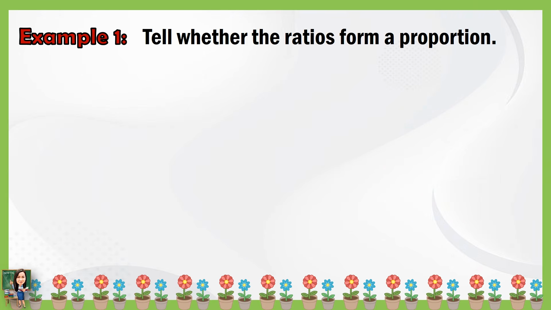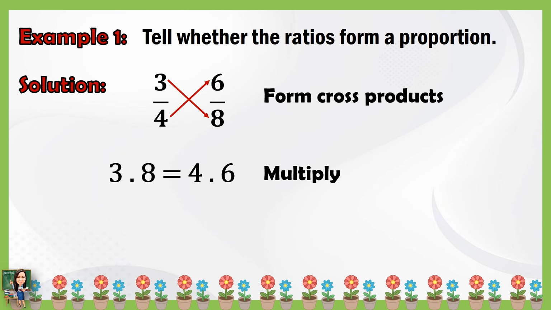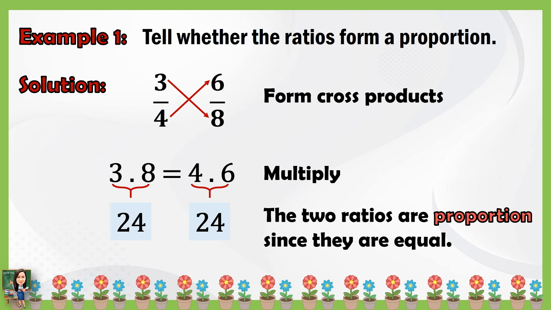Let's study example number 1. Tell whether the ratios form a proportion. Solution: 3:4 and 6:8. Form cross products: 3 and 8, and 4 and 6. Now multiply. 3 times 8 equals 24. 4 times 6 equals 24. The two ratios form a proportion since the products are equal.